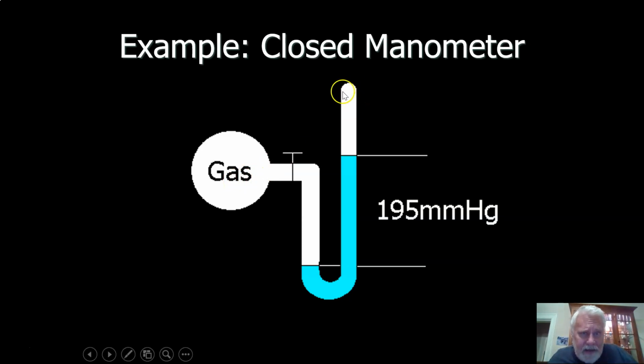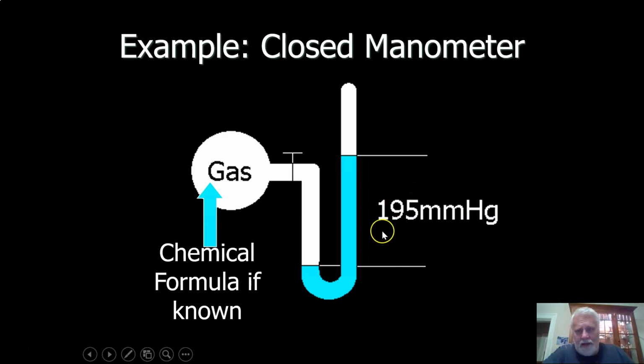So, because it's closed, this has 0 pressure, and it'll always be lower on the side with the gas, and the difference in those levels will give you your millimeters of mercury. Okay? So the difference between those two lines will give you your millimeters of mercury. So again, you might want to write that down.